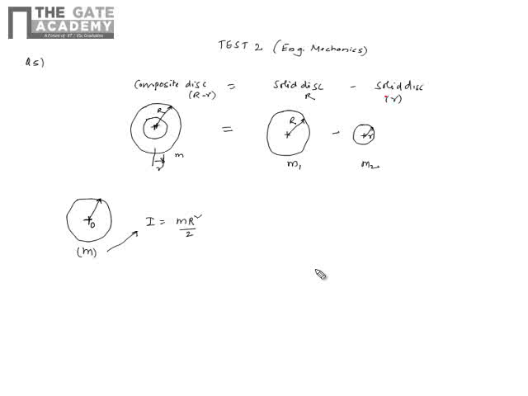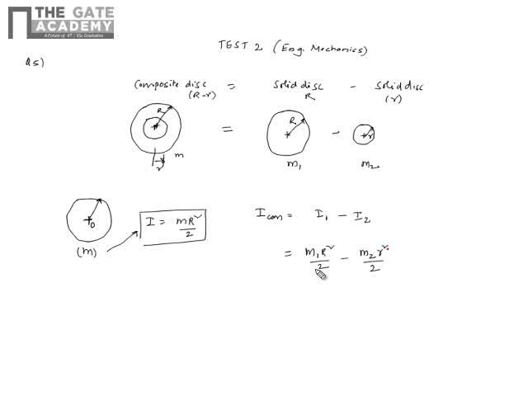So how do I now analyze? Now I know the moment of inertia for the composite disk, which is the given problem, will be I of the solid disk I1 minus I2. So I1 is for the solid disk, and we have this formula: m1 R square by 2 minus m2 small r square by 2. Now how do I find m1 and m2? That is the question.